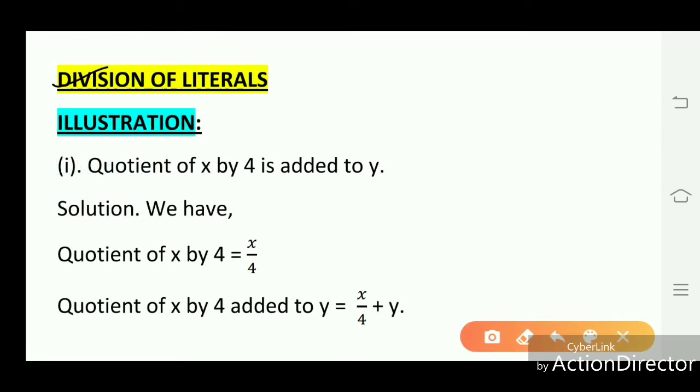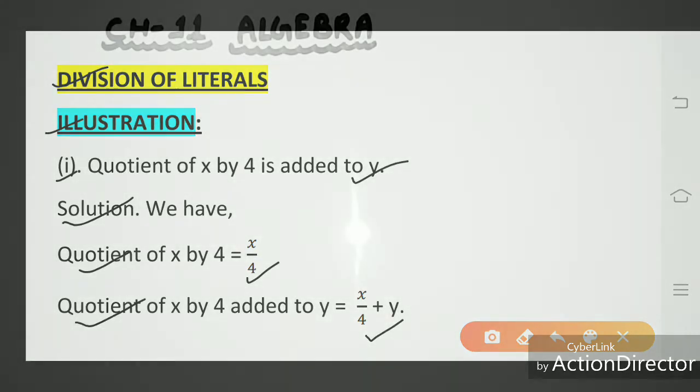Division of literals. For example, first: the quotient of x by 4 is added to y. In the solution, the quotient of x by 4 means x upon 4, and the quotient of x by 4 added to y means x upon 4 plus y. So this is the example of division of literals. Now students, here we will solve some examples related to chapter number 11, Algebra.